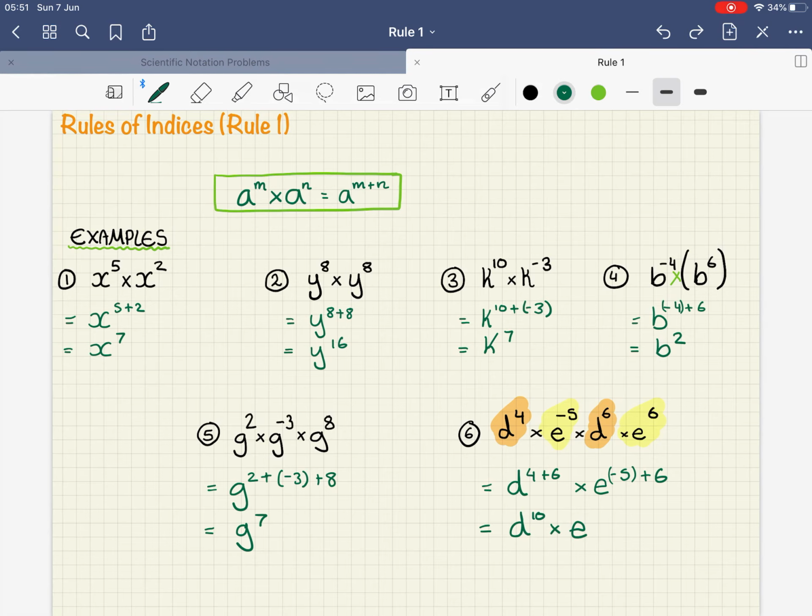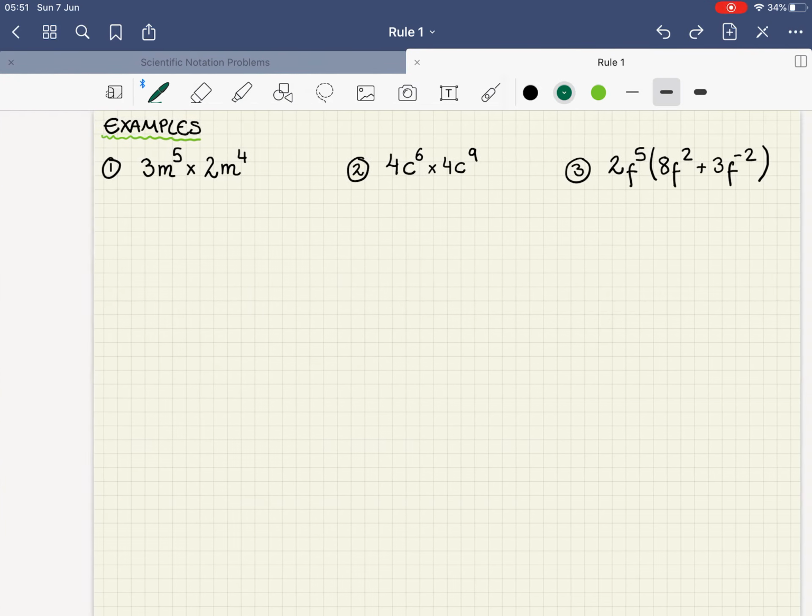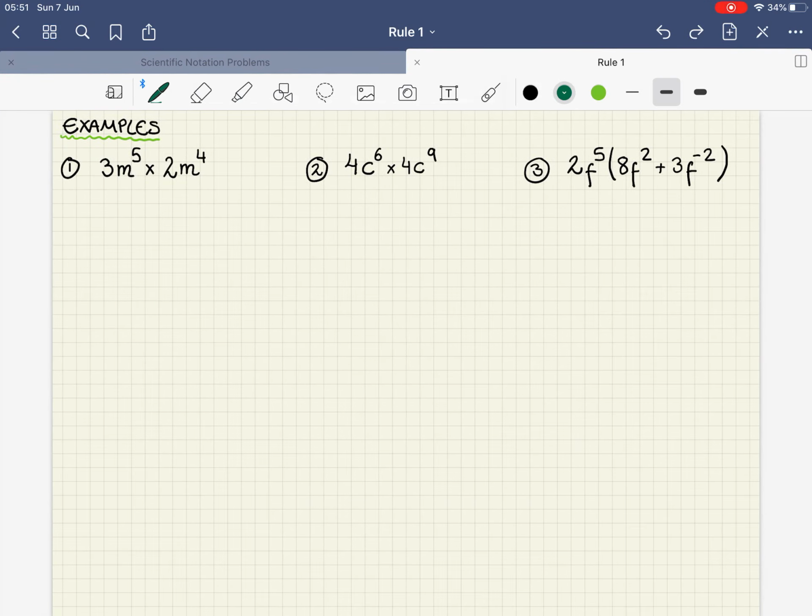Alright, so now let's look at a few more, a little bit more complex questions. So here I've got 3m to the power 5 times 2m to the power 4. Now, the best way to do this is just focus on the numbers first, then focus on the letters. So to start off with, I'm doing 3 times 2, which is just going to be 6. Then I've got m to the power 5 times m to the power 4. So adding those powers, my final answer is just going to be 6m to the 9.